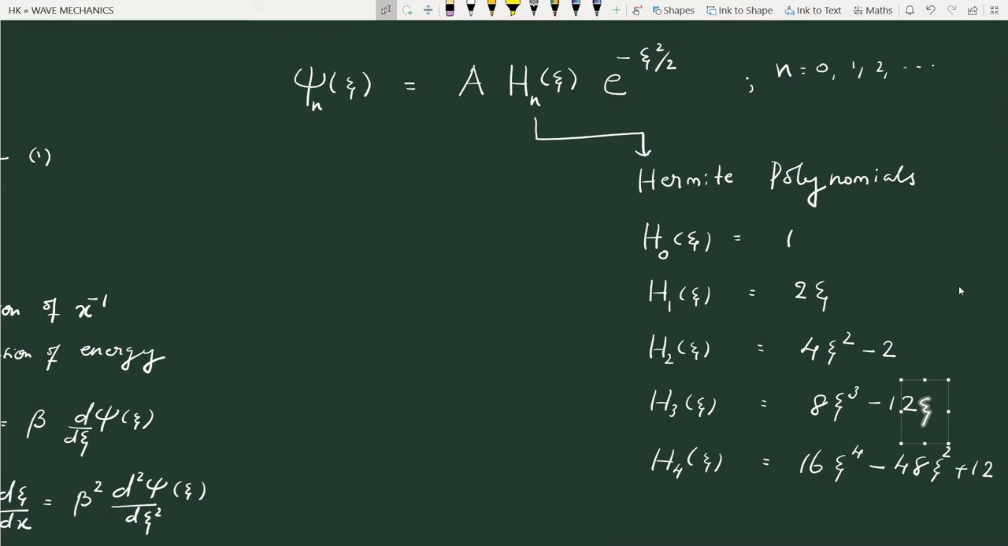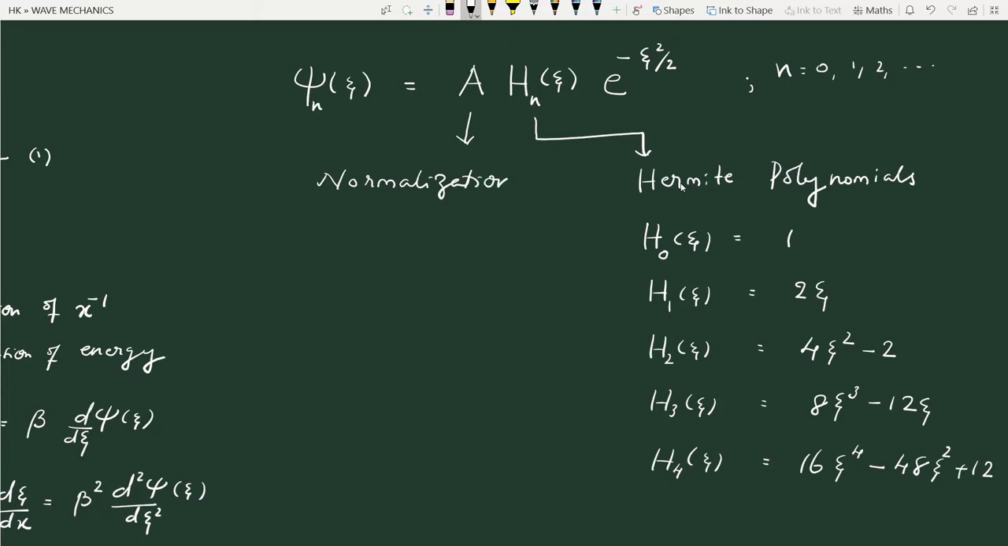So this Hermite polynomial is an even function for 0 and even values of n, and an odd function for odd values of n. That's all about this; we will plot these functions a little while later. Let us look at this normalization constant.